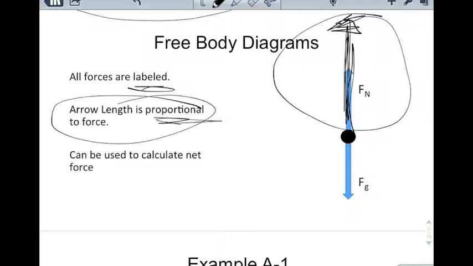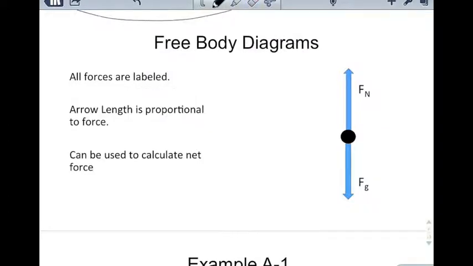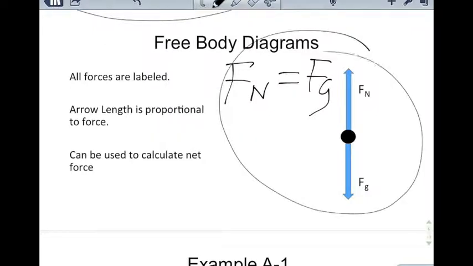And you can actually use these free body diagrams to calculate the net force, and we'll get into that in just a second. But it's very important that you be very careful in describing these. So let's say these are close, and I'm not really sure if the normal force is greater than the gravitational force. A lot of times it's helpful to actually write Fn equals Fg. That lets anybody who looks at this free body diagram know that I was trying to show that the normal force and the weight were actually the same number.